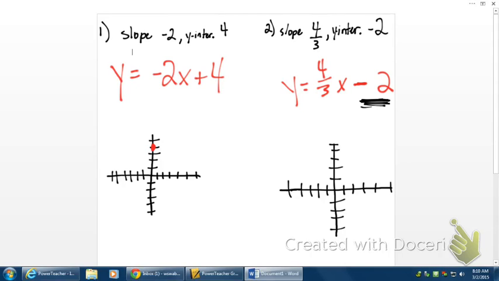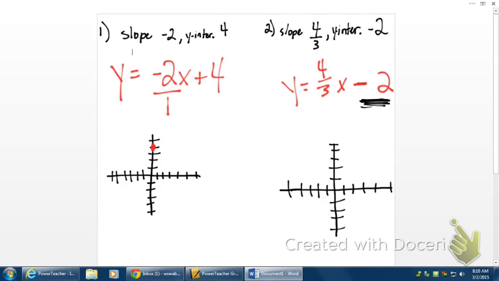In terms of graphing, what is that really? What is that -2 really, in terms of actually graphing it? It's a -2 over 1. Okay, do you guys see that? So in terms of graphing, it's really -2 over 1.